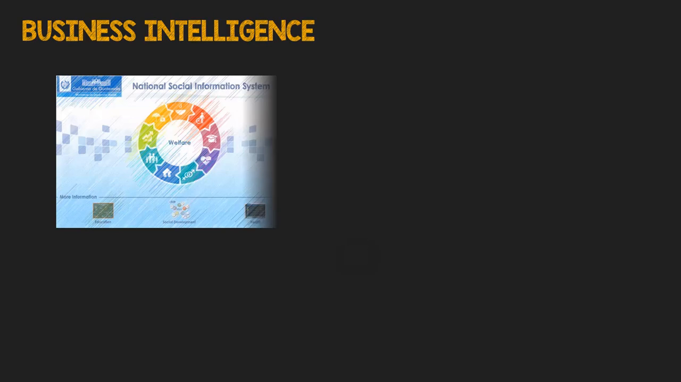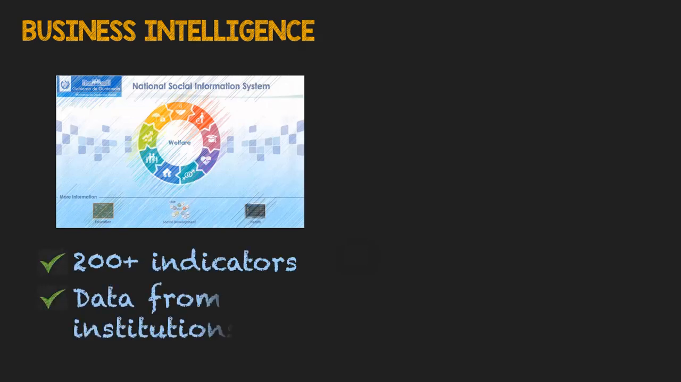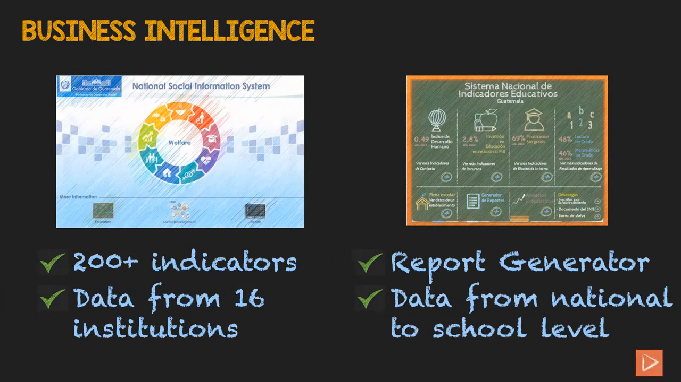Now, for the tools based on business intelligence, we have developed 2 main systems. One is the National Social Information System. This is a large system we developed. It integrates around 200 indicators from different sectors. What's very important is that it integrates information from 16 different government institutions. These institutions are independent, so getting them to agree on what information should be shown has been very important. We have also developed what is our most popular system, which is the national education indicator system.